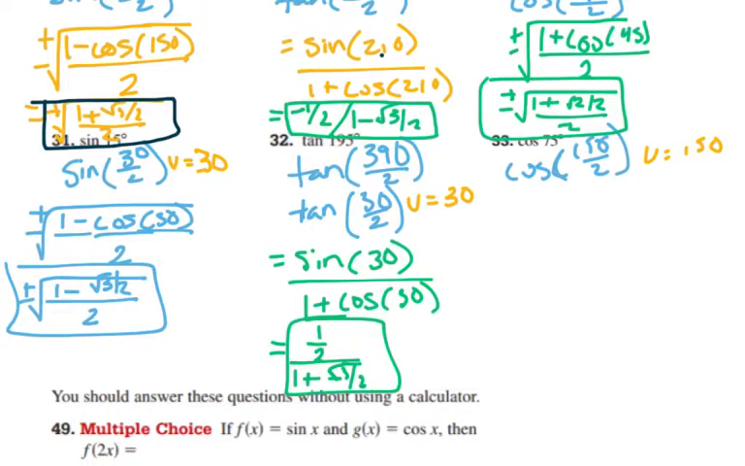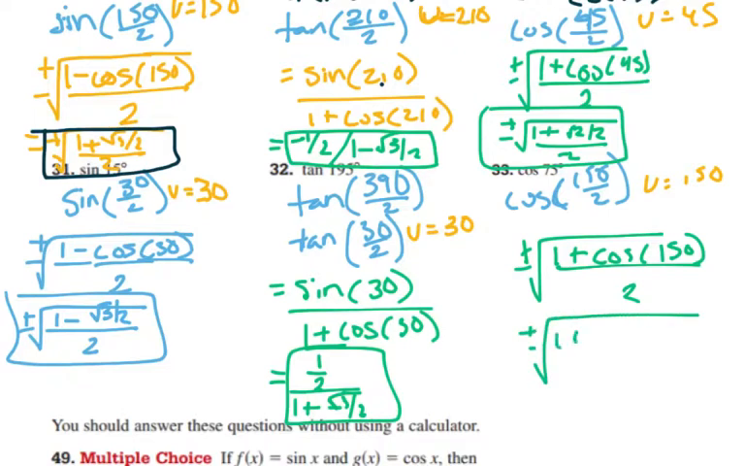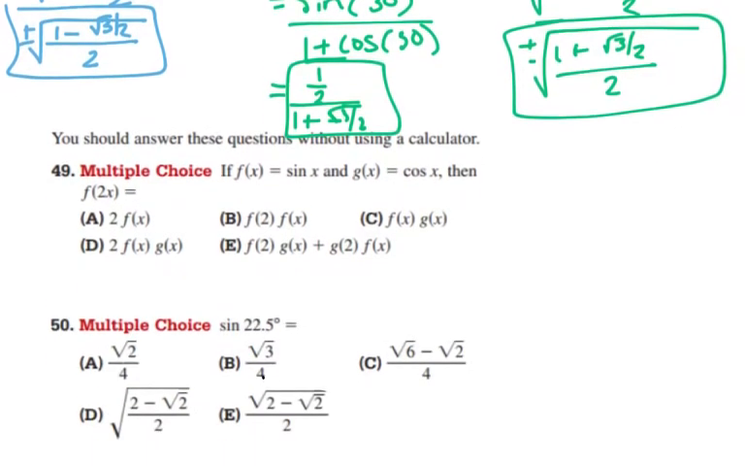And then our last one here, we have cosine of 150. So the cosine was this one. So plus or minus 1 plus cosine of 150 over 2. And so we're going to end up with cosine of 150, which is the square root of 3 over 2, and then over 2. And again, if you're comparing it with the answer key, you just need to find your decimal and match that.